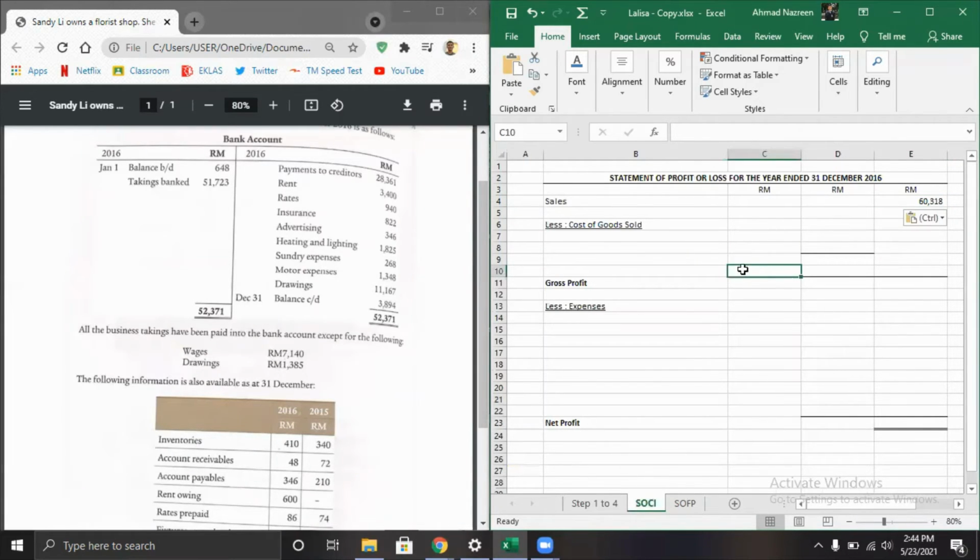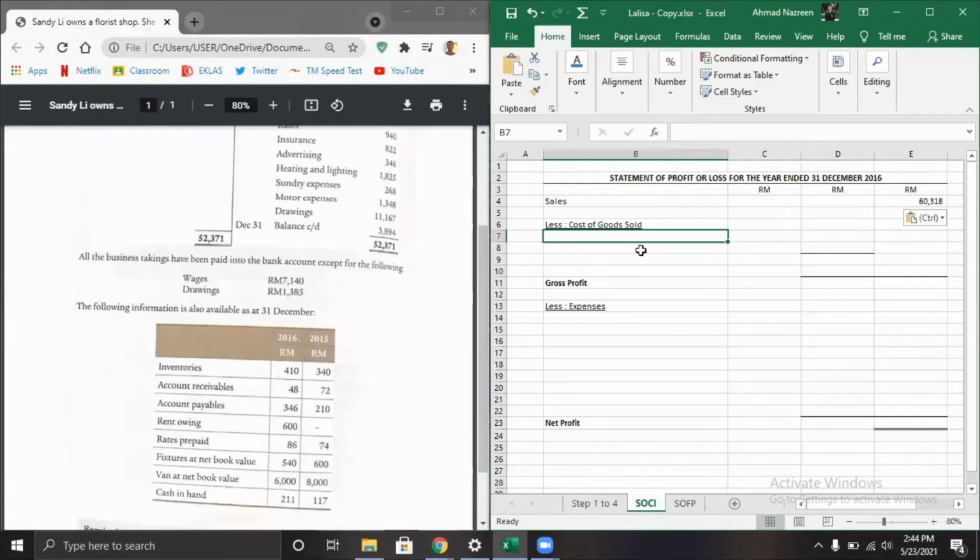For this question, we don't have anything written in words. So we will move on with the cost of goods sold, COGS. To begin with the COGS, we begin with opening inventories. The question already provided the inventories. We shall take the 2015 figure, costing about 340.